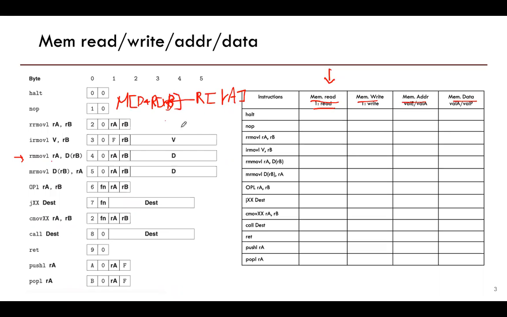Okay, but let me rewrite this part, maybe on the upper side, so then you see more clearly. So RB data comes from register RA. Okay, so let me repeat this instruction. Let me read this instruction again.